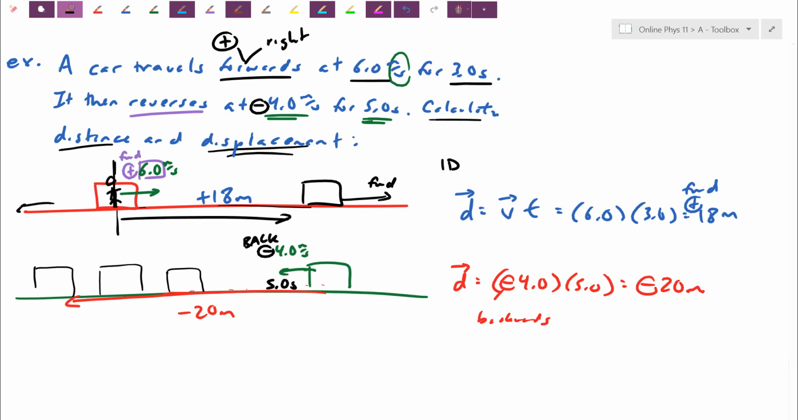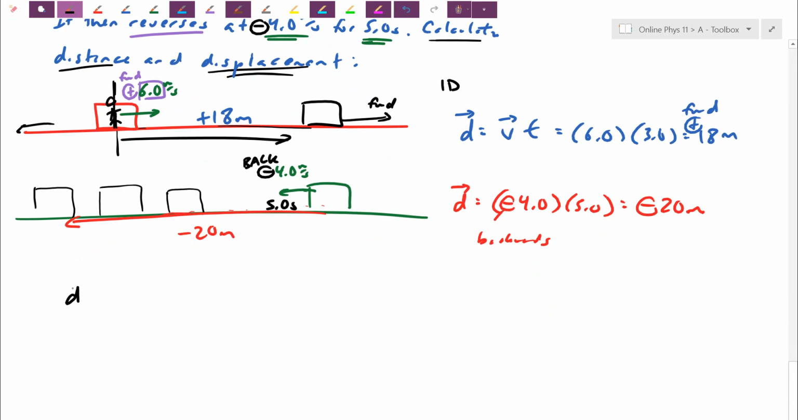Now, in terms of distance, distance is the scalar. I'm going to remind you: scalar. Distance doesn't care that you went forwards and then turned around and went in reverse. You just say, okay, I traveled 18 meters, and then an extra 20 meters. I don't really care that it's backwards. In total, you've traveled 38 meters. That's how much literal ground you covered.